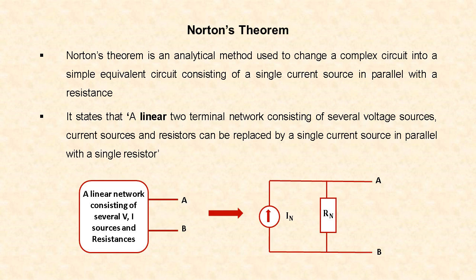This theorem states that a linear two-terminal network consisting of several current sources, voltage sources and resistors can be replaced by a single current source in parallel with a single resistor. The single current source is known as Norton's current and the resistor is known as Norton's resistance.